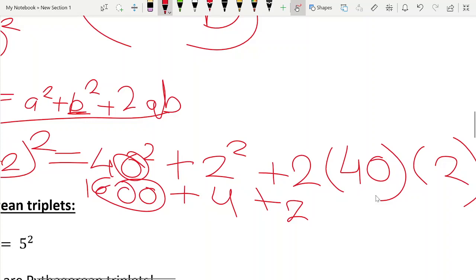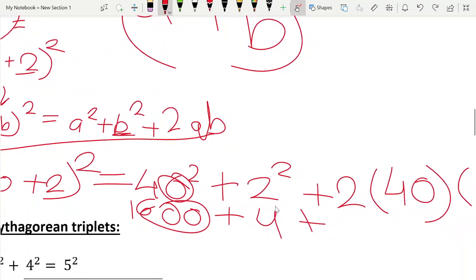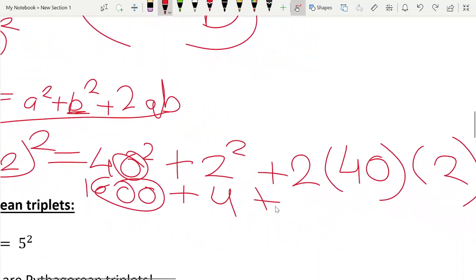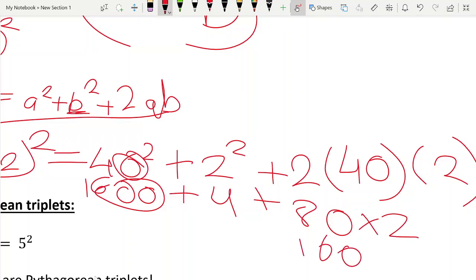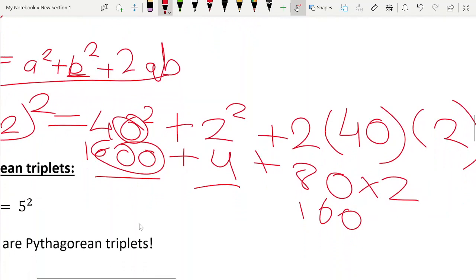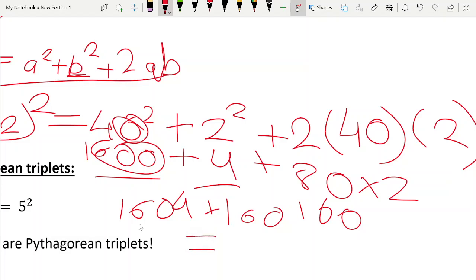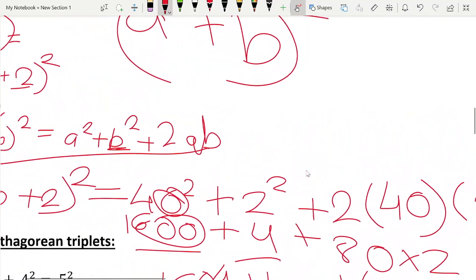So 1600 plus 2 to the power of 2 is 4, plus 2 times 40 times 2. 2 times 40 is 80, times 2 is equal to 160. So 1600 plus 4 is 1604, plus 160 is equal to 1764.